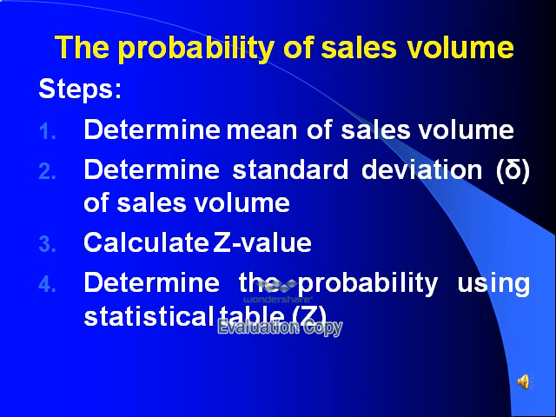To determine the probability of sales volume, there are 4 steps. Number 1. Determine the mean of sales volume. Number 2. Determine the standard deviation, sigma, of sales volume. Number 3. Calculate the Z value. Number 4. Determine the probability using the statistical table Z.